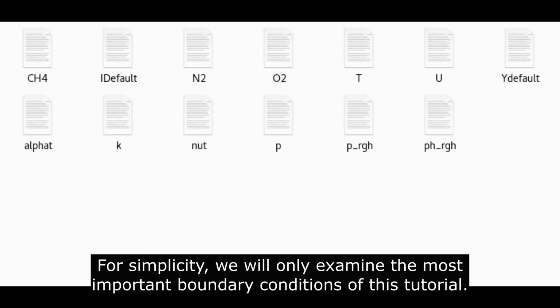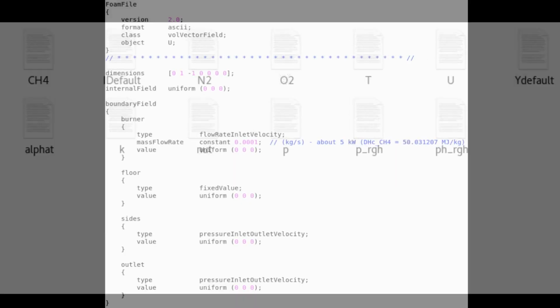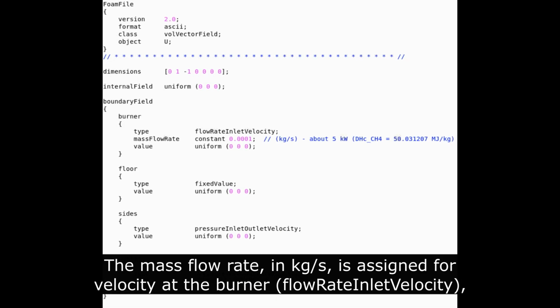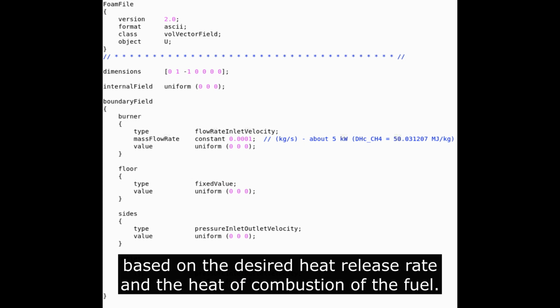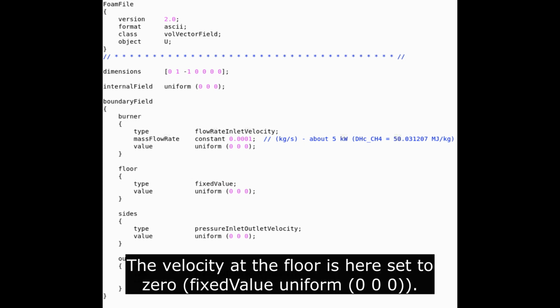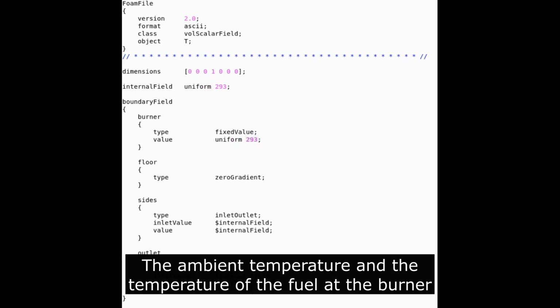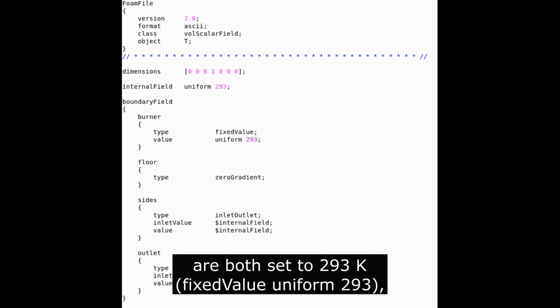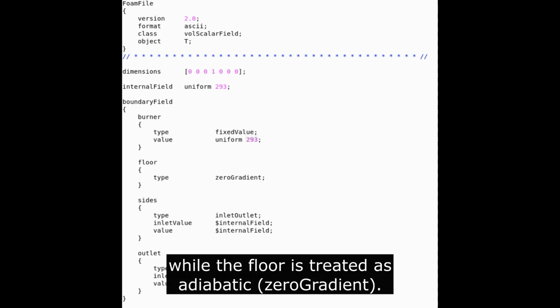For simplicity, we will only examine the most important boundary conditions of this tutorial. The mass flow rate in kilograms per second is assigned for velocity at the burner based on the desired heat release rate and the heat of combustion of the fuel. The velocity at the floor is here set to 0. The ambient temperature and the temperature of the fuel at the burner are both set to 293 degrees Kelvin, while the floor is treated as adiabatic.